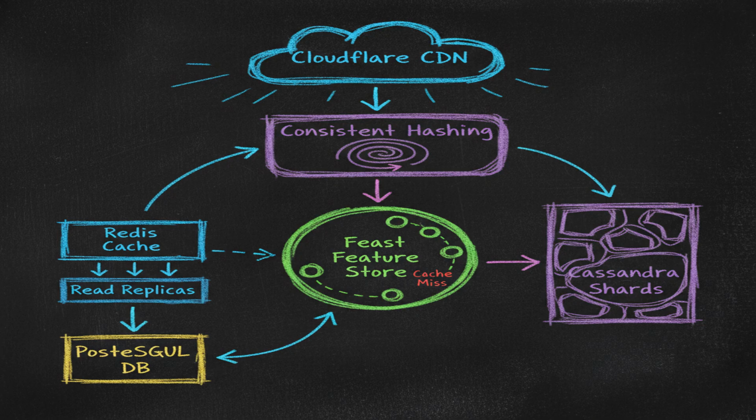To scale the user-item interaction matrix, we'll shard the data across multiple Cassandra nodes using consistent hashing. Remember those 230 million subscribers we mentioned in the hook? To handle that volume, we need to distribute the load across many machines. We can use a CDN to cache video content closer to users, reducing latency and bandwidth costs.